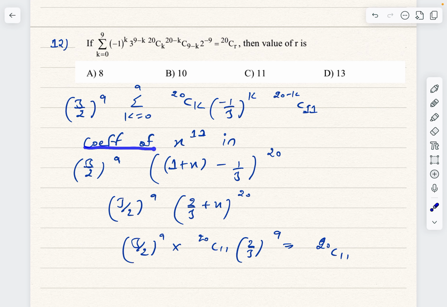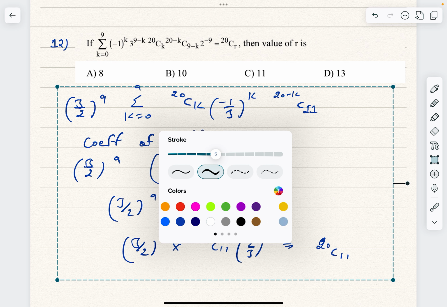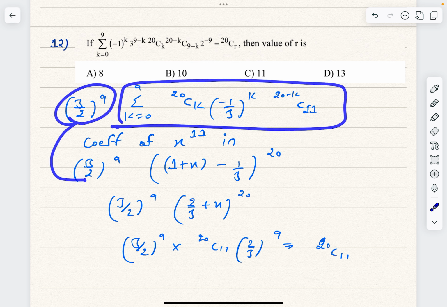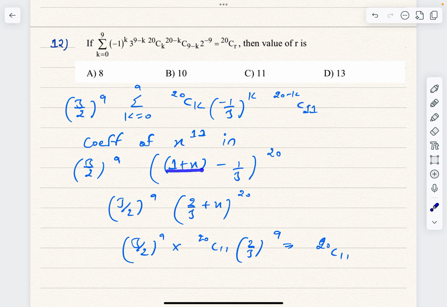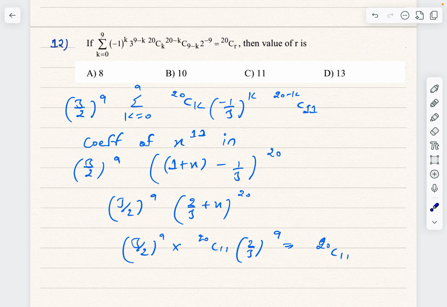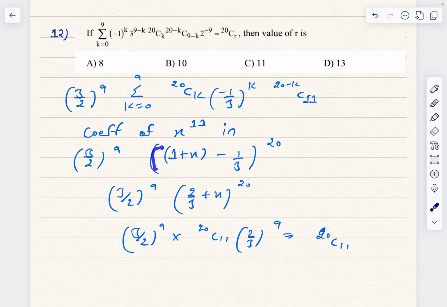This will be nothing but coefficient of x power 11. So this (3 by 2) power 9 outside, and this thing will be nothing but, again focus on this thing, coefficient of x power 11 in (1 plus x minus 1 by 3) raised to power 20. We have done a similar kind of problem, guys. You can refer to them. When you expand this series and see the coefficient of x power 11, you get this thing only.